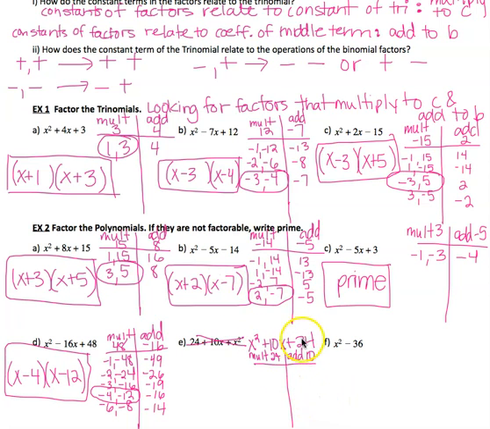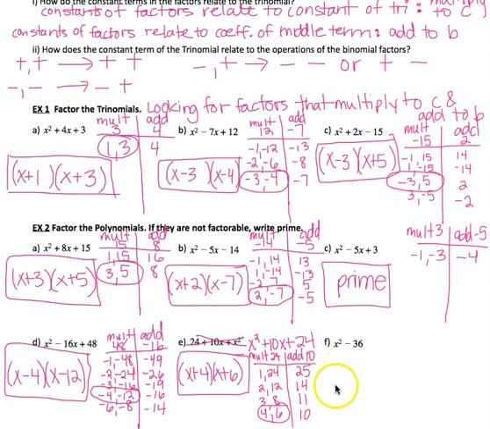So since they're both pluses, we know I've got plus plus. So 1 and 24, 2 and 12, 3 and 8, 4 and 6, not divisible by 5, and so I've got them all. So that adds to 25, this adds to 14, this adds to 11, this adds to 10, which is my winner. So x plus 4, x plus 6. Boom. All right, last one, x squared minus 36.